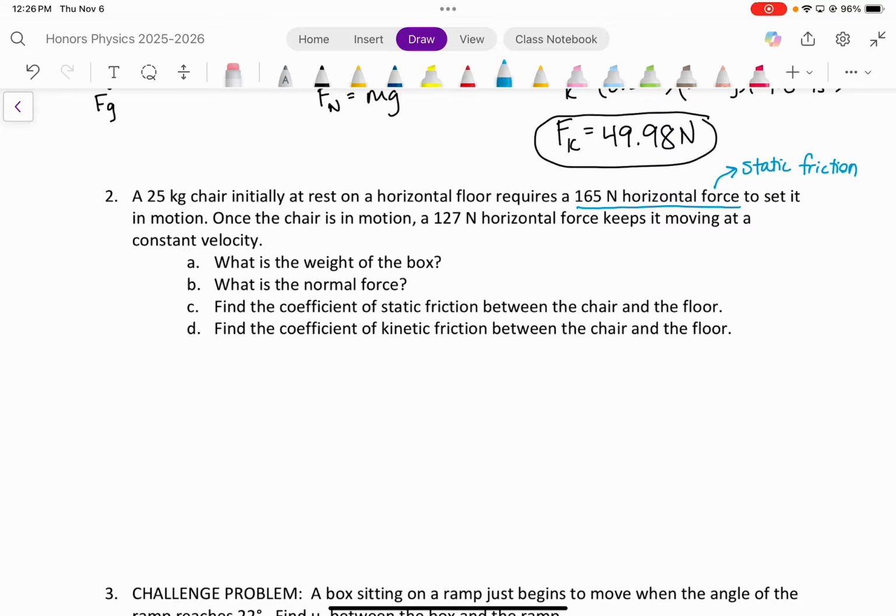Once the chair is in motion, a 127 Newton horizontal force keeps it moving. So what kind of friction are we talking about there? That's kinetic. That would be kinetic.